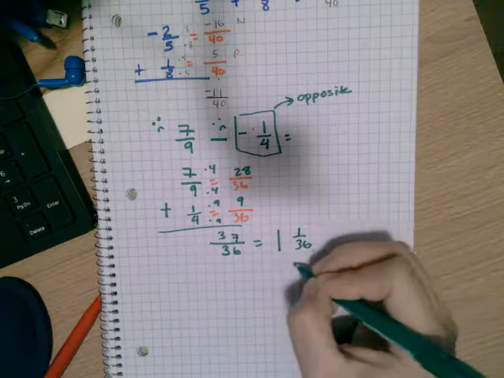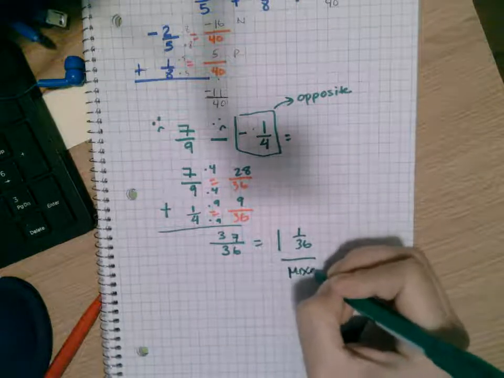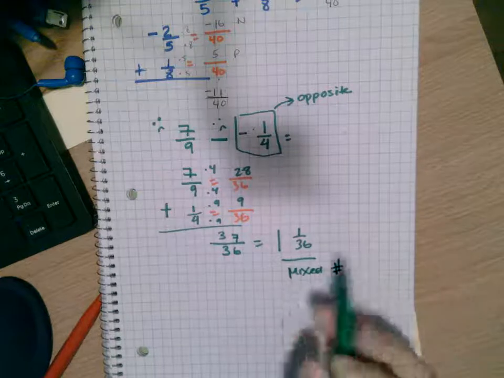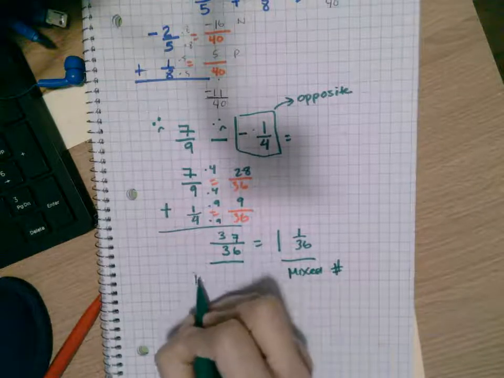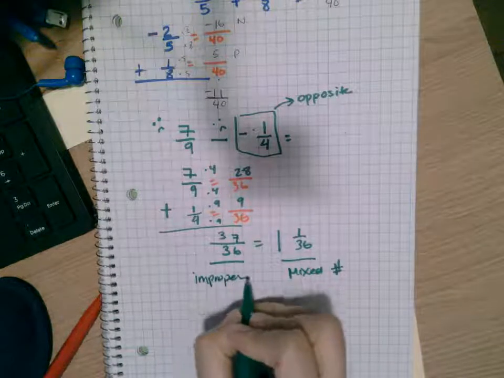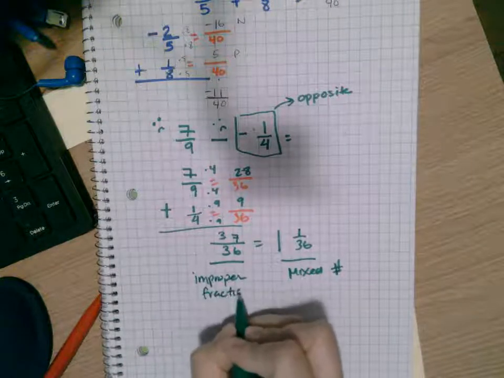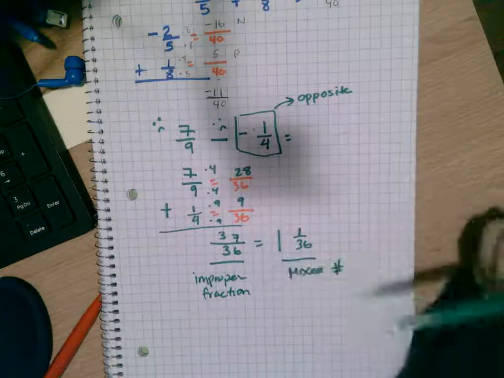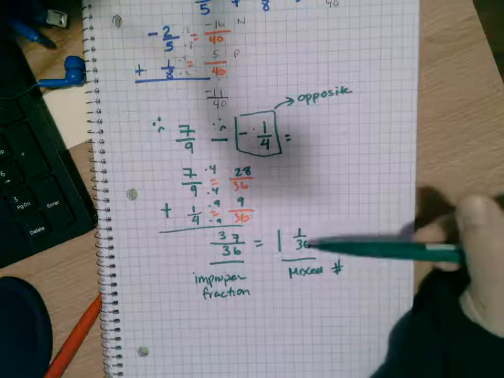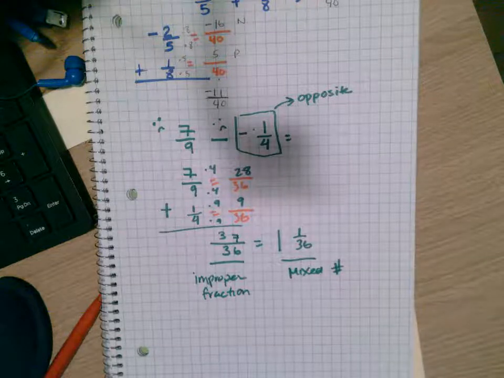So this one's called a mixed number because it's a mixture of a fraction and a whole number. This is called an improper fraction. It's not proper. It's improper because your numerator is bigger than your denominator. So that's called an improper fraction. And this one's called a mixed number because it mixes everything together.